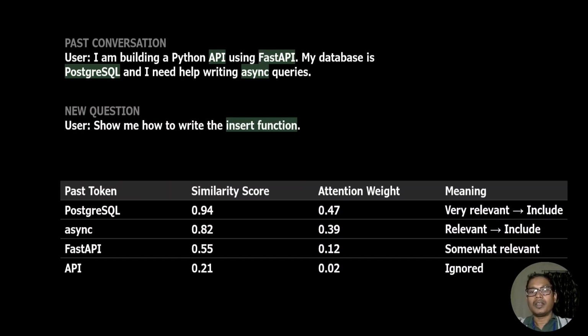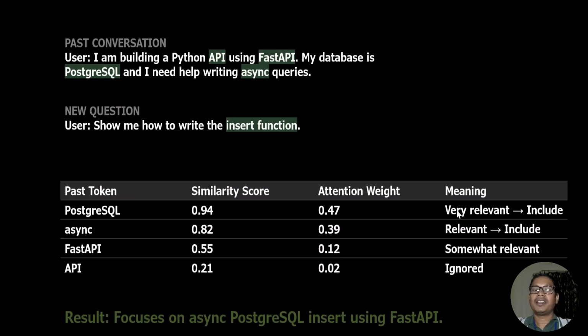Okay. So like this, it will decide that PostgreSQL is very relevant and should be included in your output. Async is relevant, which also needs to be included, and FastAPI is somehow relevant, because its score is not more than your async and PostgreSQL. Okay, so it generates the output accordingly. So your end result will focus on async PostgreSQL insert using FastAPI. So this is how they work behind the scenes.